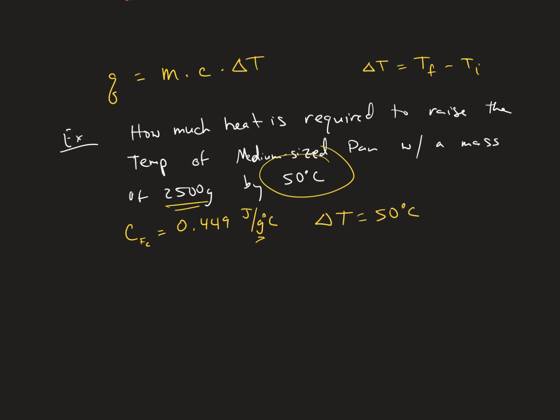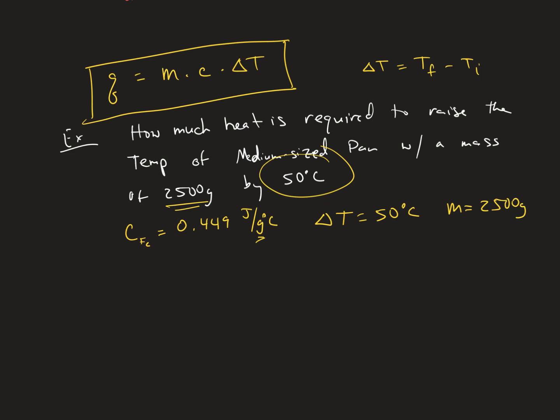And of course, the mass of our pan is 2,500 grams. Just like on the last problem that Victor brought to us, we can only use this if it's the same material. If we're talking about two different substances, we can't just use one equation. This equation is referring to one substance.